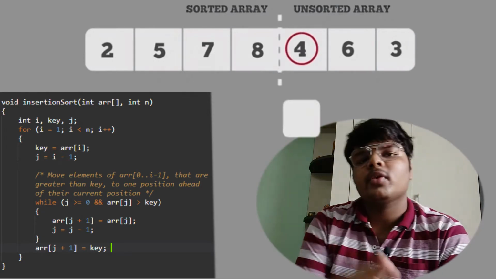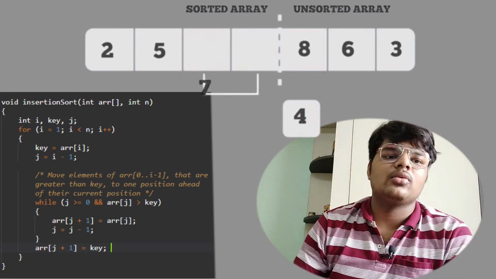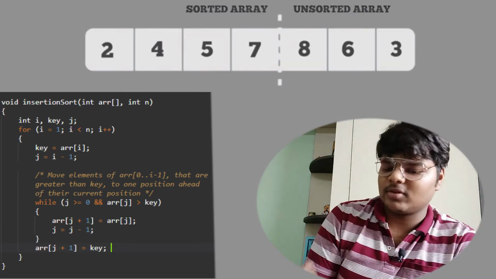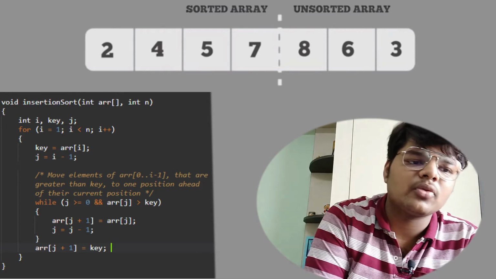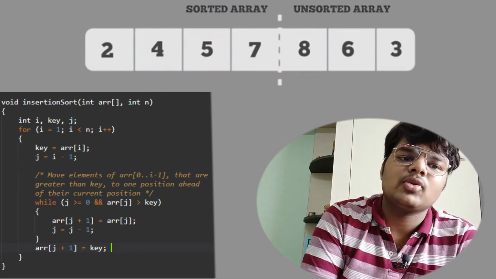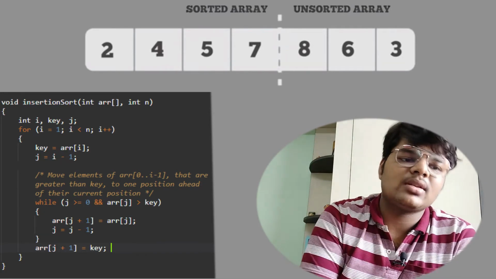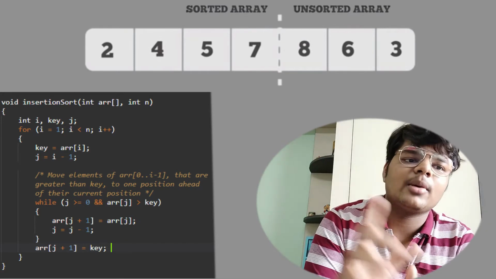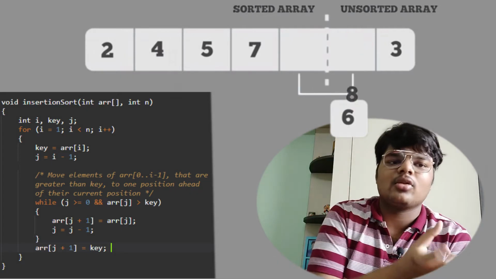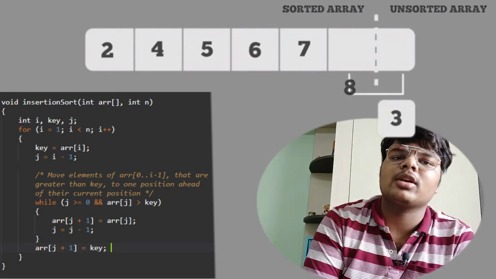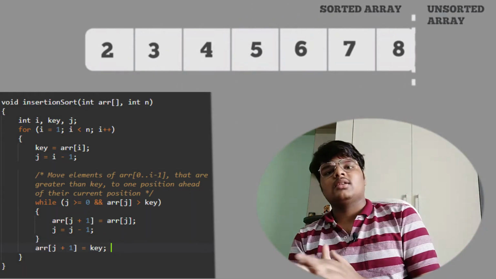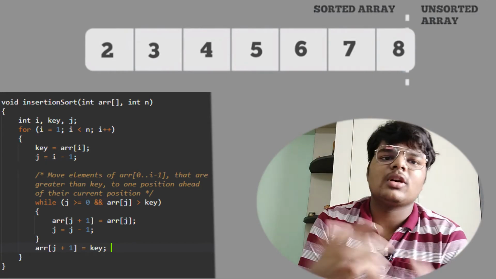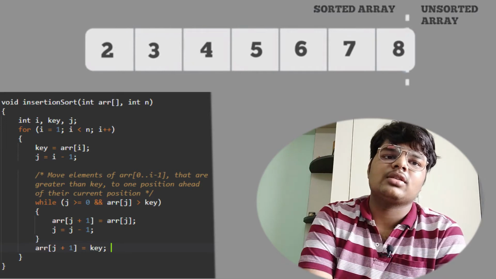Now compare 4 with 8, 7, 5 and 2. Here, 4 is smaller than 8, 7, 5 but larger than 2. So when 4 is compared with 2, no swapping is done, and 4 is placed just after 2 in the sorted array. Similarly, follow the above steps completely and compare 6 and 3 with all the rest of the elements and place them in their respective positions in the sorted array. So in this way you get a perfectly sorted array. This is how the insertion sort algorithm works.